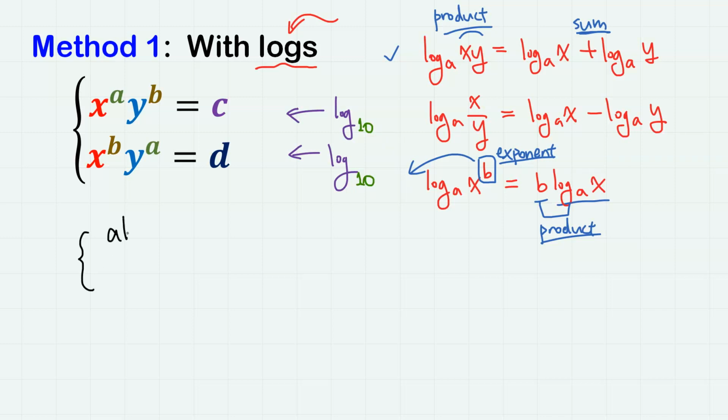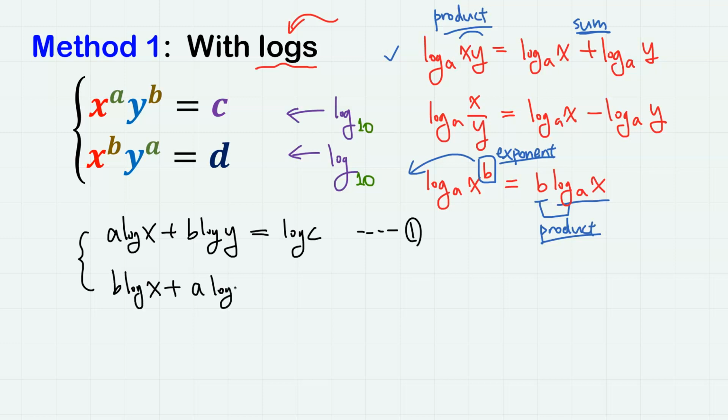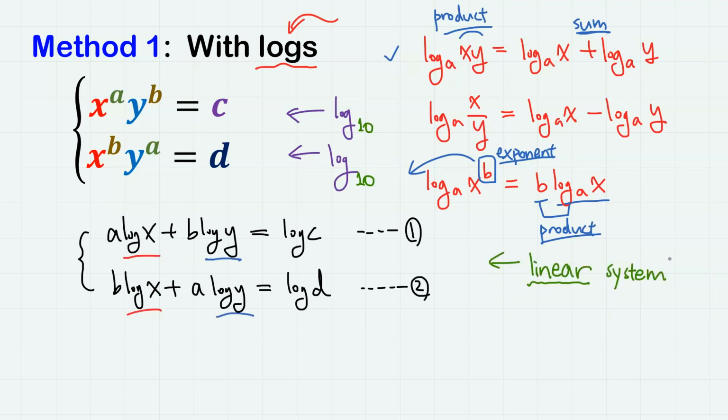Then we yield a log x plus b log y equals log c, which we'll call equation 1, and b log x plus a log y equals log d, which we will call equation 2. This is actually a system of linear equations in log x and log y, which can be solved relatively easily. And we are going to use the famous method of elimination to solve this.